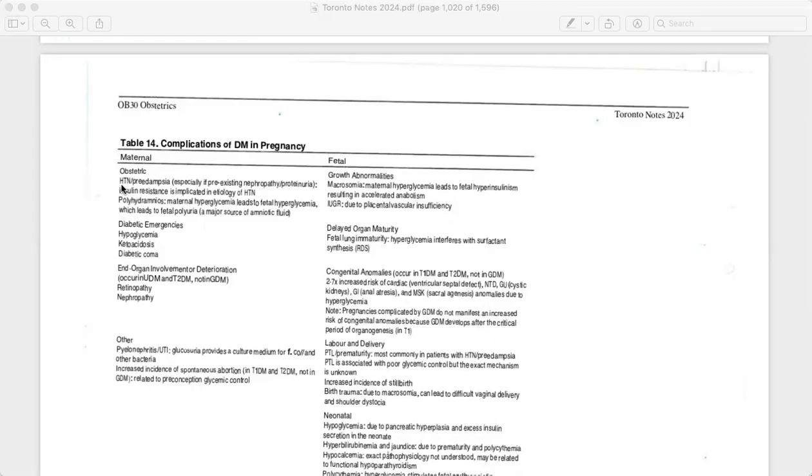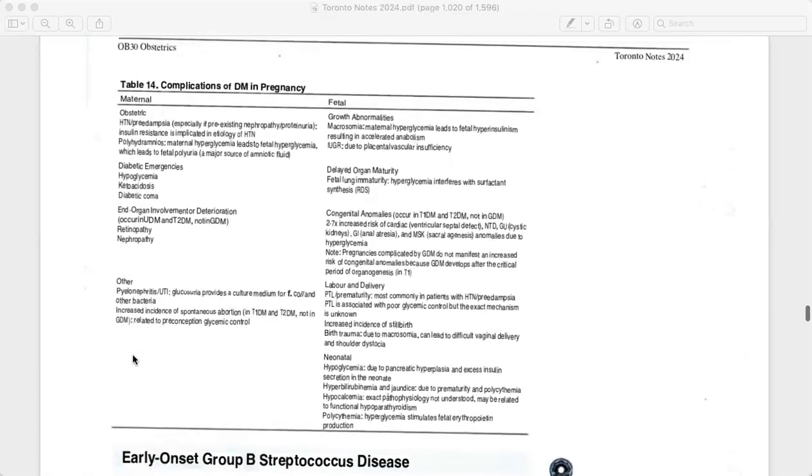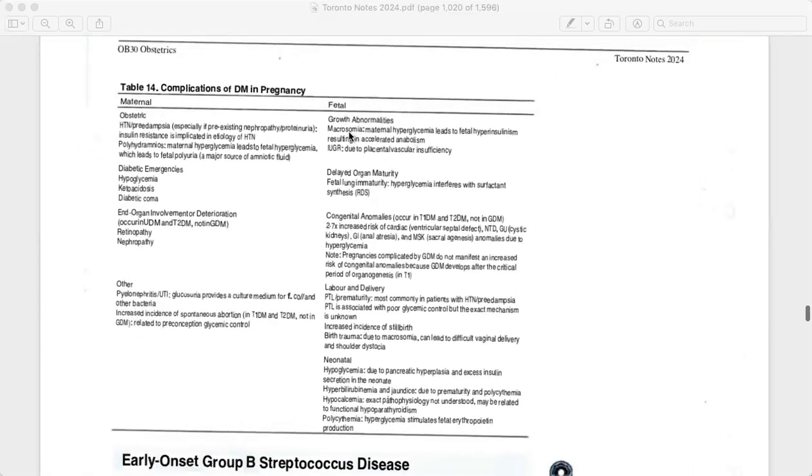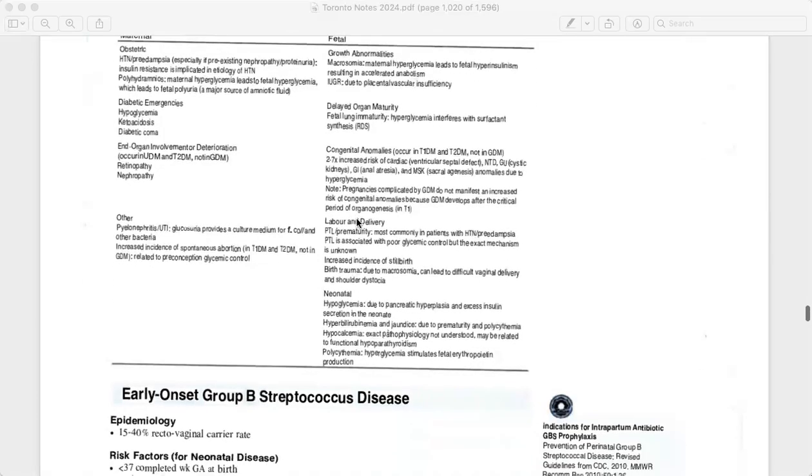In the mother, it's HTN, because diabetes can be linked with hypertension. So eclampsia, polyhydramnios is important, hypoglycemia, ketoacidosis, diabetic coma, retinopathy, nephropathy, all of these things, pyelonephritis and other conditions. In the fetus, macrosomia, usually IUGR, and organ maturity is delayed because of hyperglycemia. Surfactant is not able to do that, so RDS is one of the most common complications. But hypoglycemia is still the first one. Then the congenital anomalies, because if it's happening before 20 weeks, it's different. If it happens after 20 weeks, then it's different.